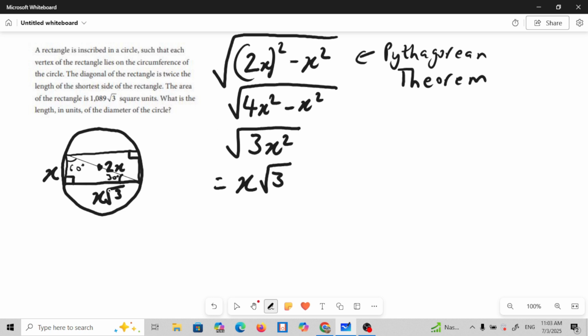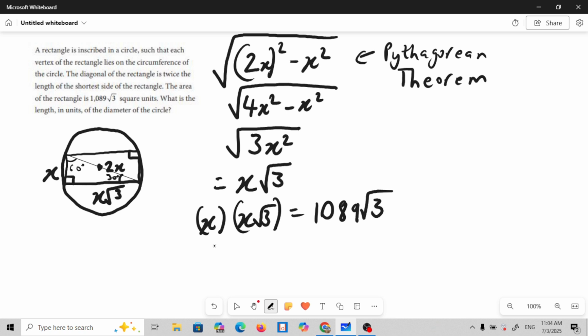Now when we multiply both of these side lengths, we are going to get 1089 times square root of 3 square units. And after that we have to calculate the length in units of the diameter of the circle, which is going to be equal to 2x. So we're going to first multiply both of these expressions and set that equal to 1089 times square root of 3 square units, because that is the area of the rectangle. So we continue down here. We have x multiplied by x times square root of 3, and that is going to be equal to 1089 times square root of 3 square units.